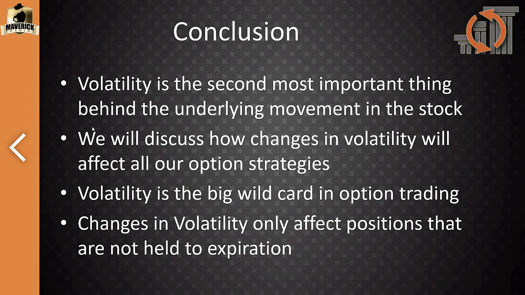Now, implied volatility is the wild card, and everything else is a formula. If you take a look at delta, delta is a formula. Theta is a formula. Gamma is a formula. Formulas aren't wild cards. They happen. They're guarantees. Implied volatility is the wild card, and implied volatility is the one thing that you have really no idea what it's going to do.